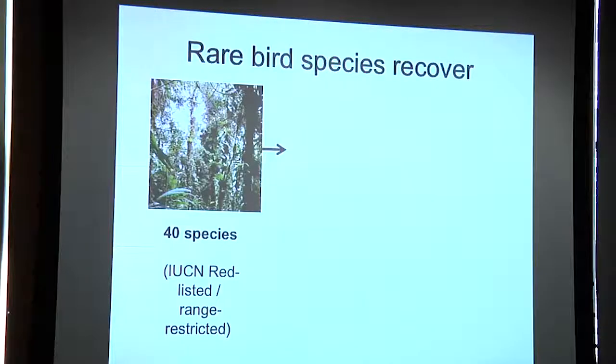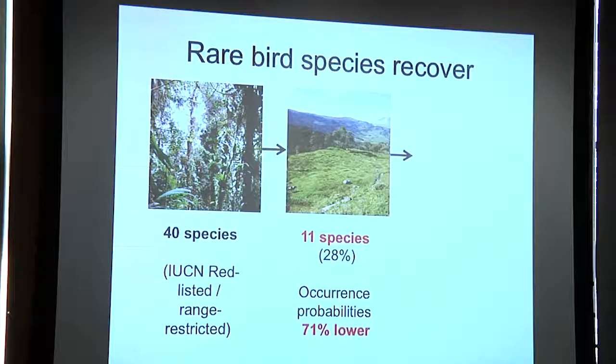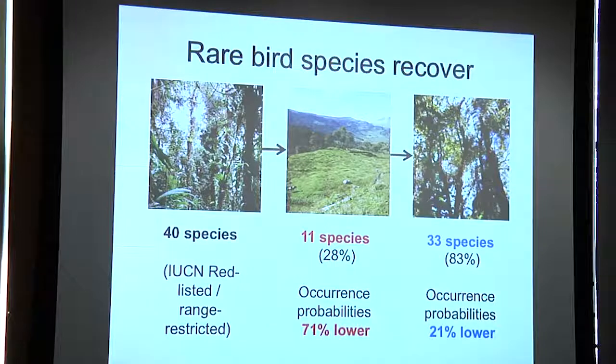We could focus on our really rare birds, those 40 species that are IUCN red listed and/or range restricted. And when you have farmland, you've lost most of them. Only 11 species remain, and where they occur, they're very rare. They're 70% lower in their occurrence. But in those secondary forests, 33 of the species are there, and they are now only 20% lower in occurrence probability. They're nearly at the same abundance.